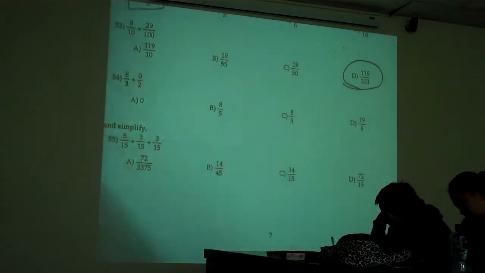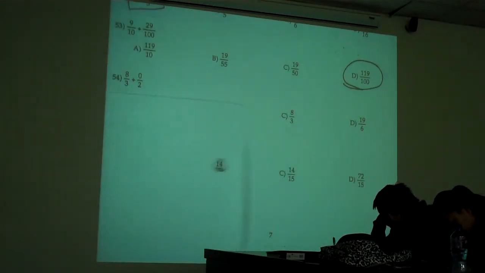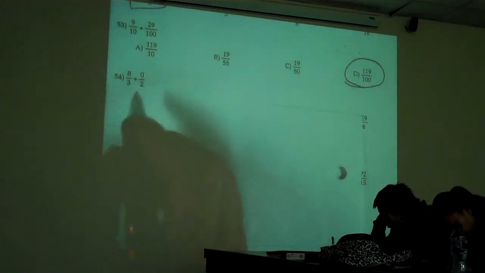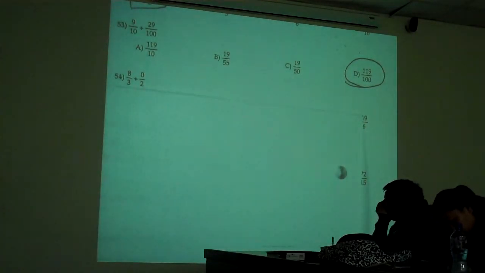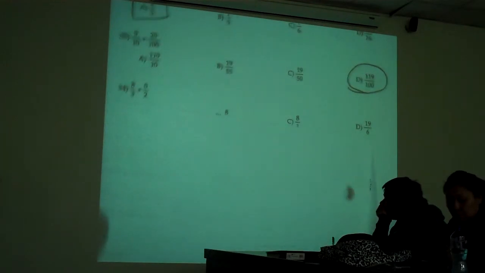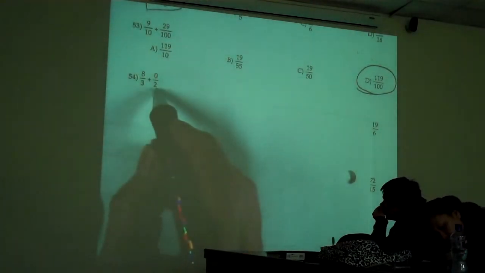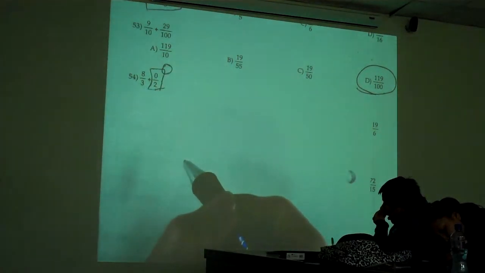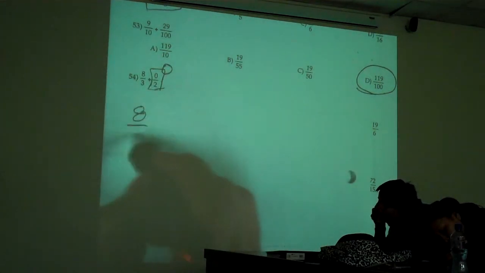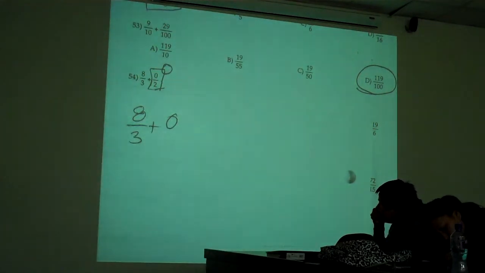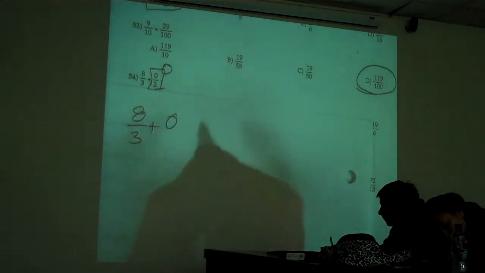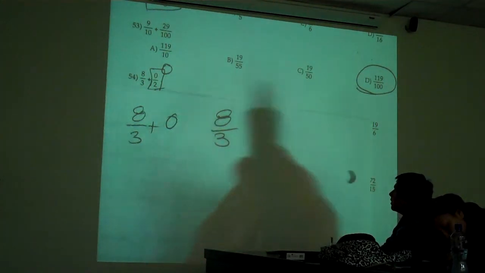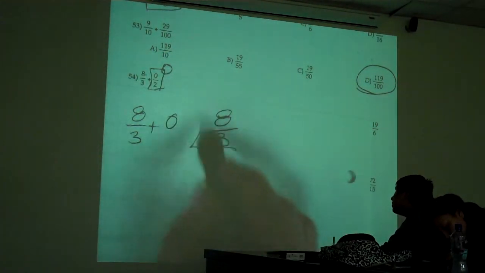Okay, 8/3 plus 0/2. 8 over 3 plus 0 over 2. Do we need a common denominator? Yes. Okay, you're adding 0 to 8/3 though. This is the same as just saying 0. So you could just say this is 8/3 plus 0, which is just 8/3. You don't have to actually get the common denominator. If you add 0 to something, it just stays itself.